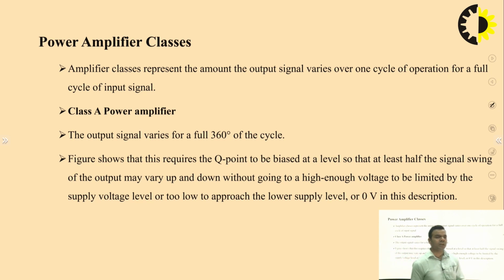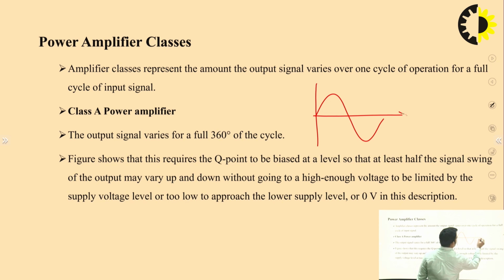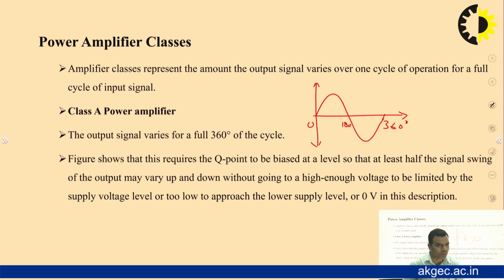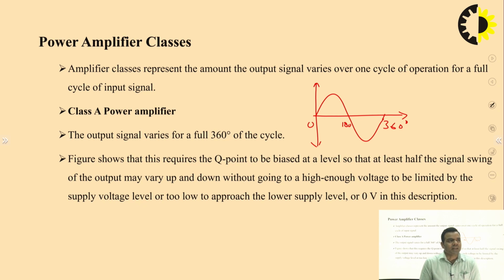Actually, depending on the operation, for example, if this is the input signal from 0 to 360 degree, for small signal amplifiers, we have seen that we will get output throughout 0 to 360 degree. But in case of power amplifier, we may get output from 0 to 360 degree, we can get output from 0 to 180 degree, even less than 180 degree. So, depending on this, these amplifiers or power amplifiers are classified, such as class A power amplifier, class B power amplifier, class AB power amplifier and class C power amplifier and class D amplifier. Class D amplifiers are for the digital signals.